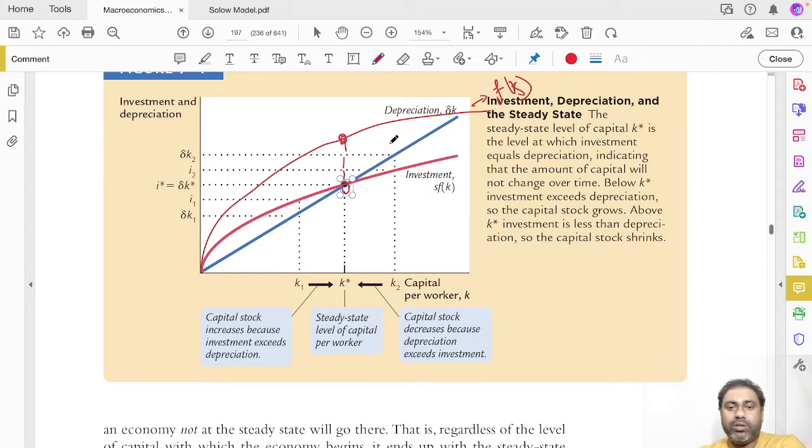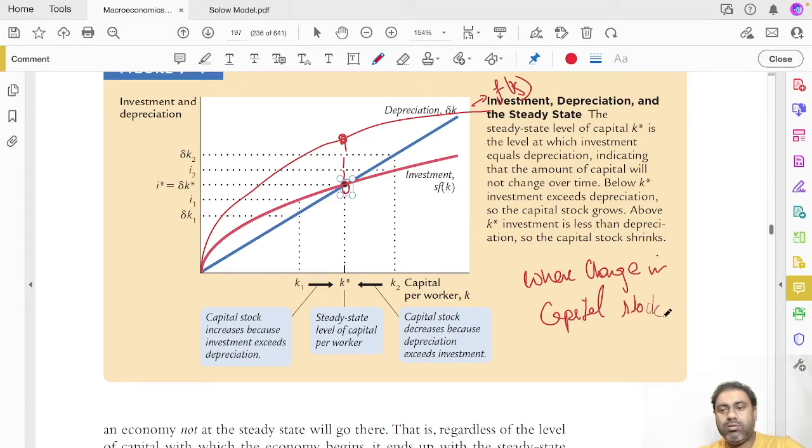Okay. Let's make this point. So why do we call it a steady state? A steady state is a point where change in capital stock is zero. So what does this mean? This means that the rate at which the capital is getting out of the economy is equivalent to the amount of capital that we put in the economy each and every year, so that we balance out the depreciation. And this is what we call the K star, or the steady state of capital per worker.